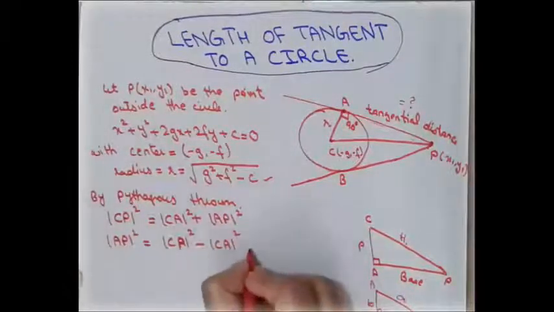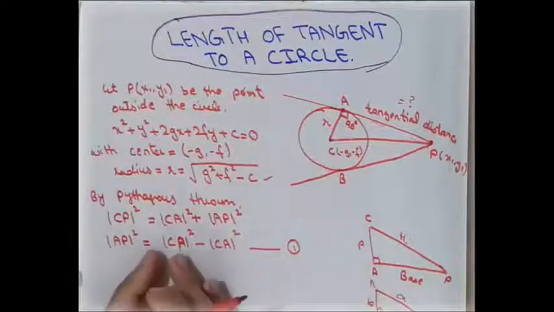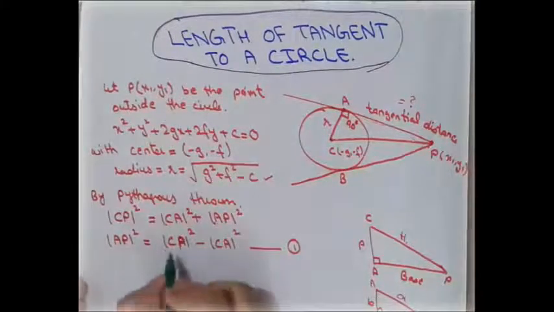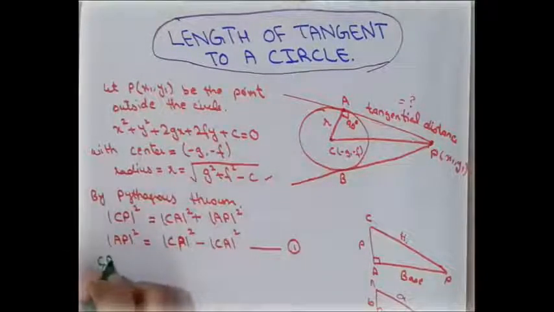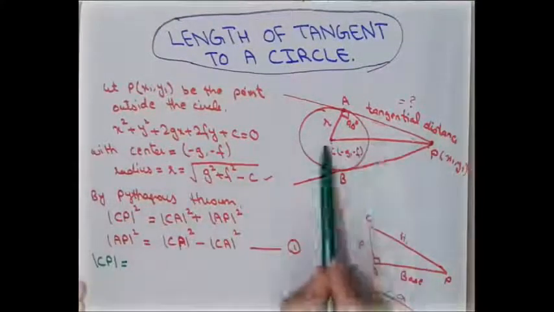So suppose this is my first equation. Now we have to find the values of these and then put them in the first equation. The first step is to calculate the CP distance, meaning to find the distance between these 2 points.